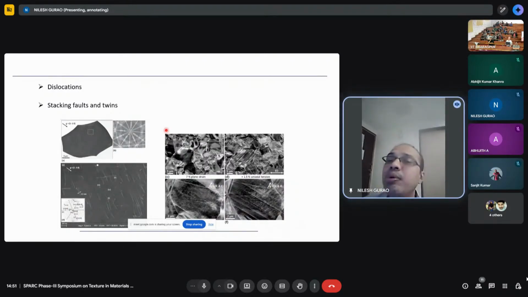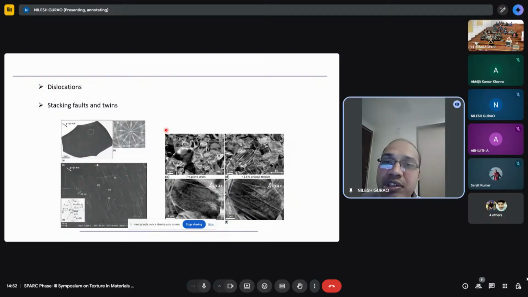The answer is absolutely correct. Why is it so? You will look on the TD plane, which contains the RD direction and the ND direction. So the answer is, EBSD is a microscopy tool. So I also want to see what happens to the grains, how the morphology is changing and all.